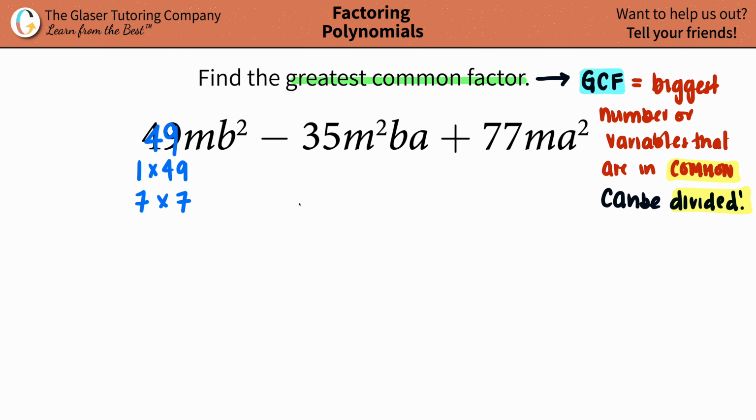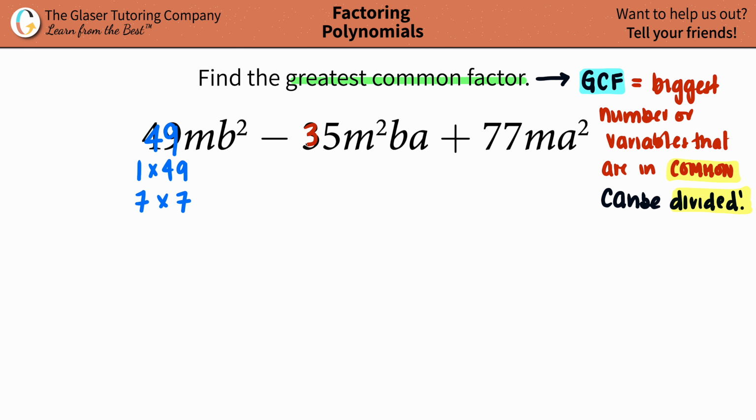Because remember, the number has to be in common between all three of these, and it has to be the biggest number. We already said it couldn't be 49, because we have a 35 here. It can't be higher than any of the numbers that are given. So it's down to a 1 or a 7. Is a 7 one of your times table numbers to get to 35 or 77? Yes, it is.